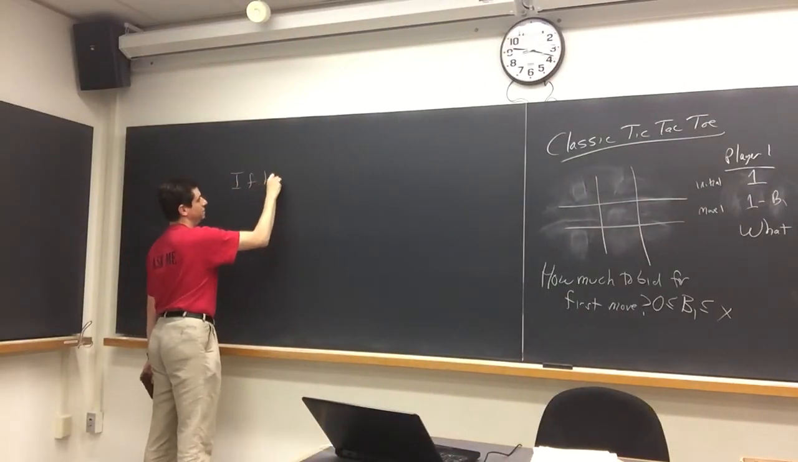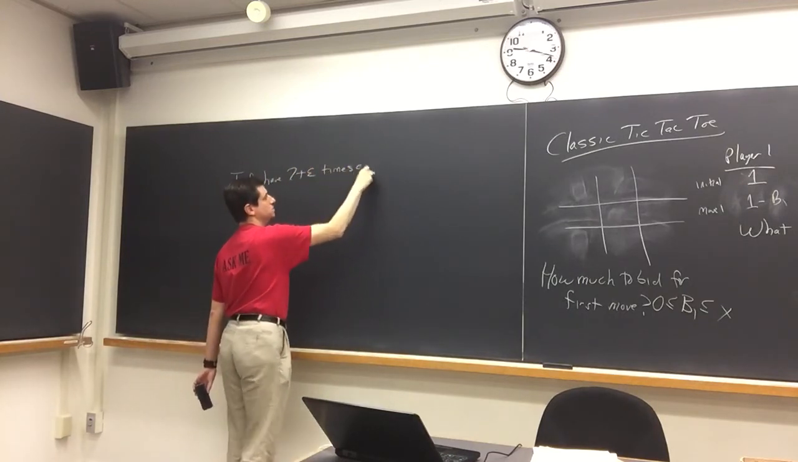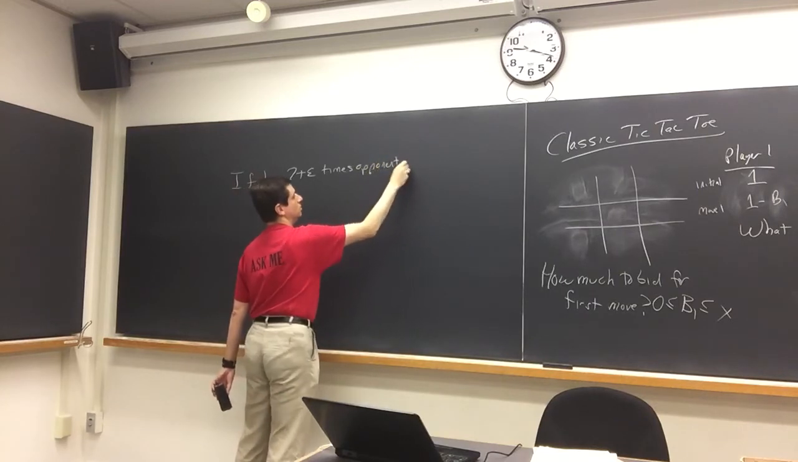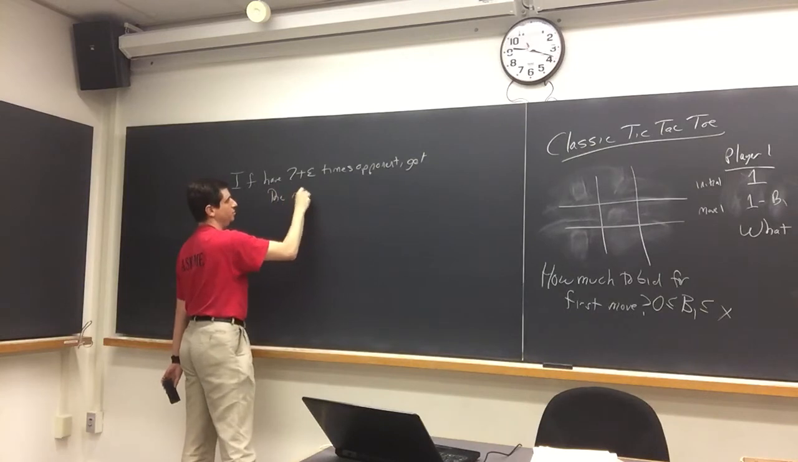If we have 7 plus epsilon times the opponent, we get the next 3 moves.